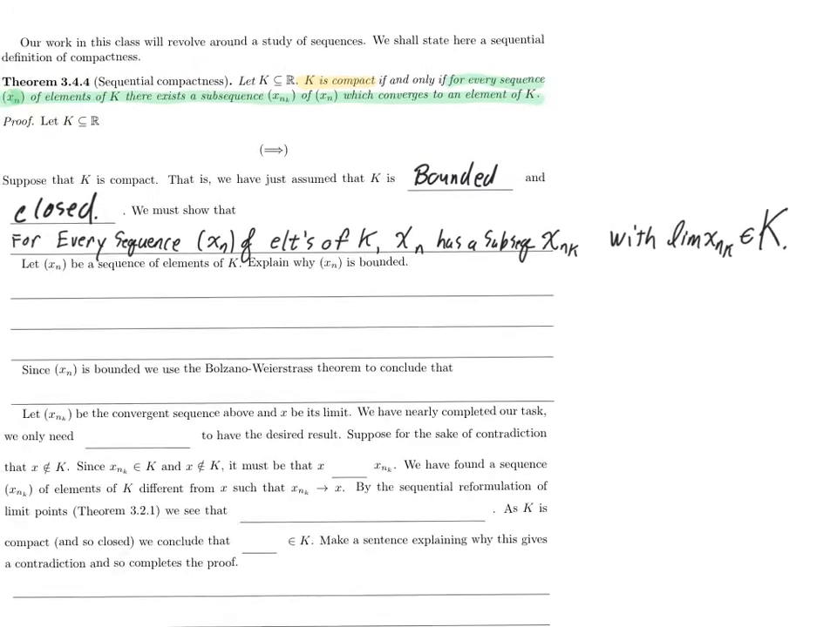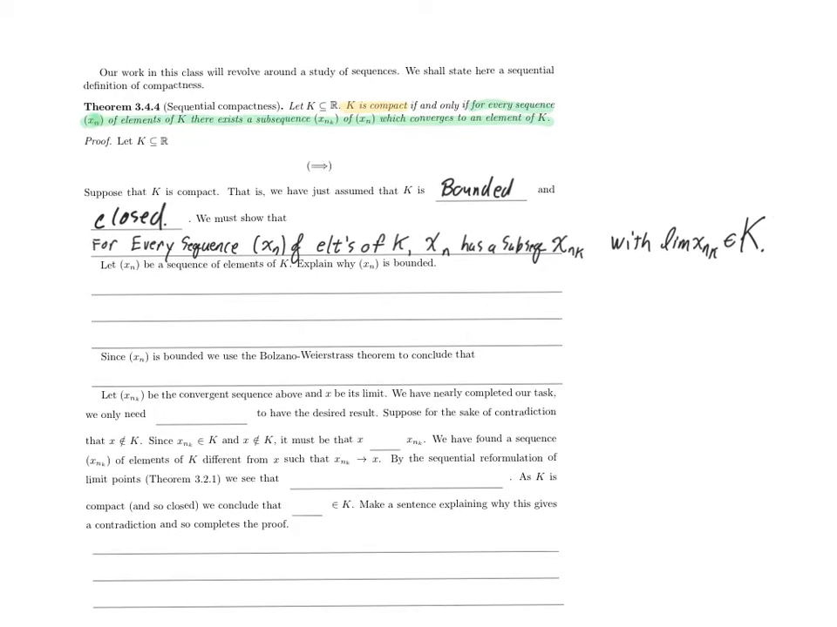So I wrote small, but that went over the edge. Maybe I should have more space there. There's what I need to show. And the fact that that's written as a very quantified thing tells me how the proof should begin. I want to prove something is true for every sequence x_n of elements of K. So let's let x_n be a sequence of elements of K.